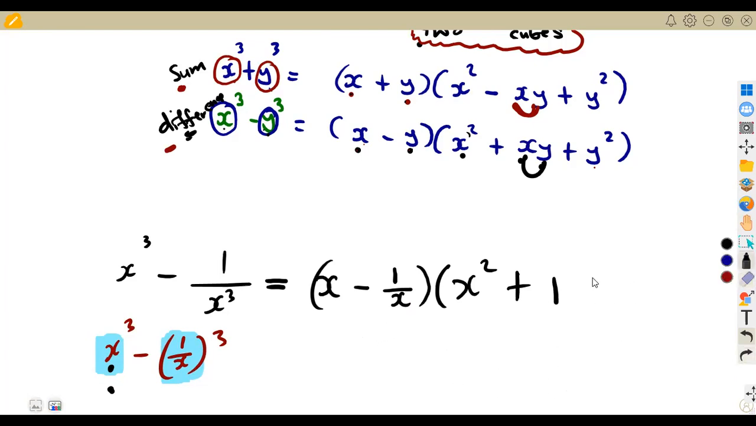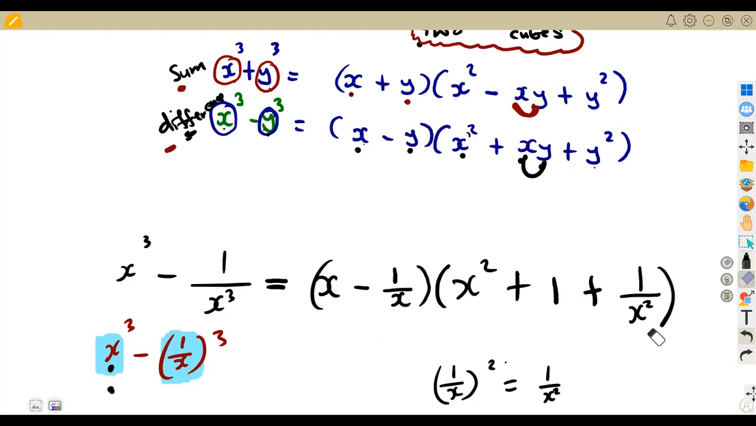Plus the last squared. The last here is 1 over x, so it's going to be 1 over x squared, which is 1 squared over x squared. Everything is going to be raised to the exponent of 3 in the original form, so it will be 1 over x squared. So that's it, guys. Just like that.